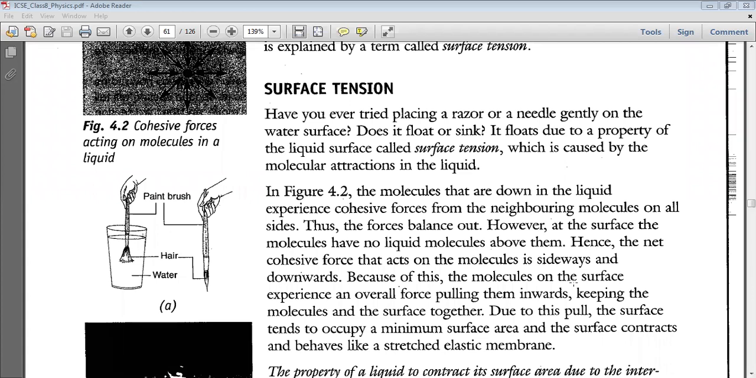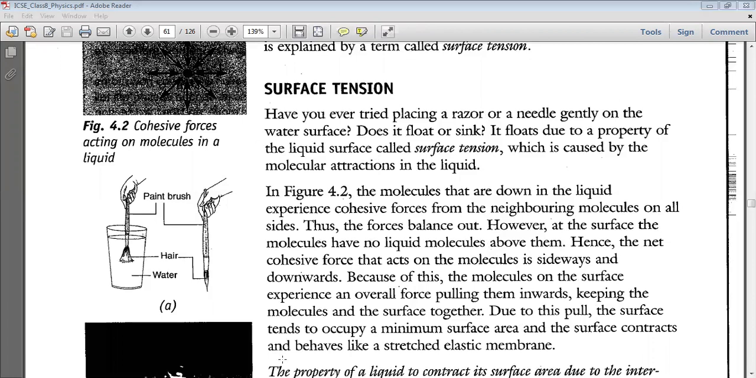So because of this, the molecules on the surface experience an overall force pulling them inwards. Ultimately the sideways force does get balanced, since there are two molecules at the sides, but the molecule below pulls it inwards, and there is no molecule above this molecule to balance it. So these molecules experience a resultant force inwards, pulling them inwards, keeping the molecules and the surface together.